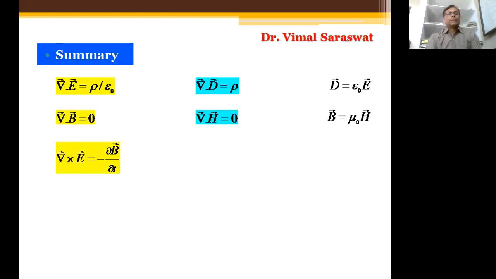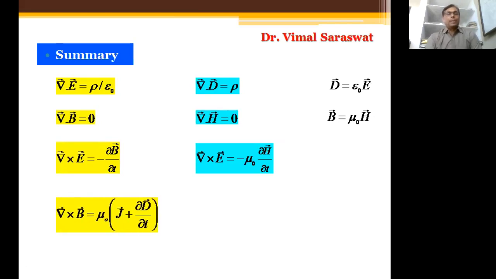According to Maxwell's third equation, curl E is equal to minus del B by del T, but B is equal to mu naught H, and hence this equation can be written as curl E is equal to minus mu naught del H upon del T. And Maxwell's fourth equation is curl B is equal to mu naught J plus del D by del T, but B is equal to mu naught H. So if we substitute B is equal to mu naught H, mu naught and mu naught will be cancelled out, and hence the fourth equation can be written as del cross H is equal to J plus del D by del T. So these four equations are Maxwell's equations in the electromagnetic field.